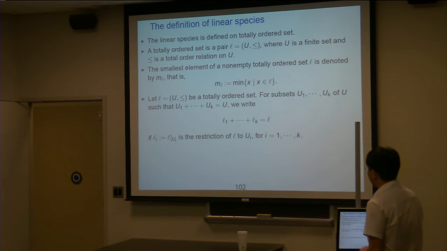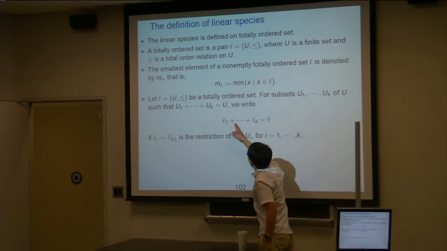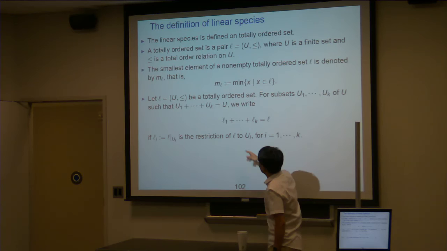What do you mean by plus here? What does it mean by L1 plus L2? Here is a disjoint union. I think here it also means that. But here is a linear order set. It's like a disjoint union of linear order sets.